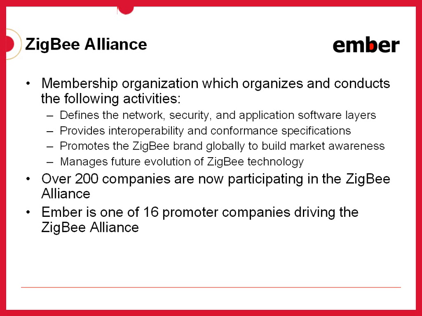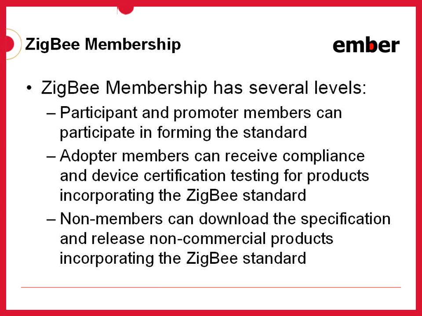Managing the Alliance is a 16-member board of director companies known as the promoters. In addition to the promoter level members, there are also two other classes of ZigBee Alliance members, participants and adopters. While participants, along with the promoters, have the ability to participate in regular conference calls and design meetings and vote on potential changes to the specification, adopter members only have the right to view in-process changes, in-process documents, and implement specifications without being able to influence their development.